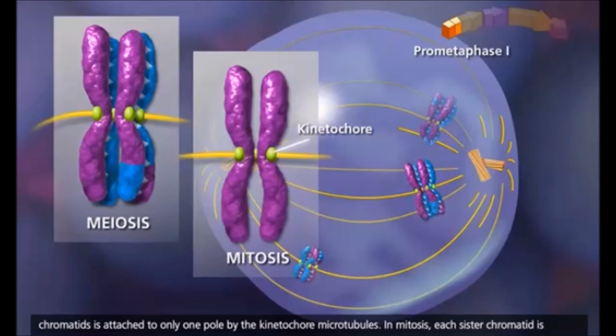So in mitosis, the spindle fiber attaches to the kinetochore at the centromere, and then it separates the sister chromatids. But in meiosis, it separates the homologous chromosomes. That is how half of the chromosomes are formed.